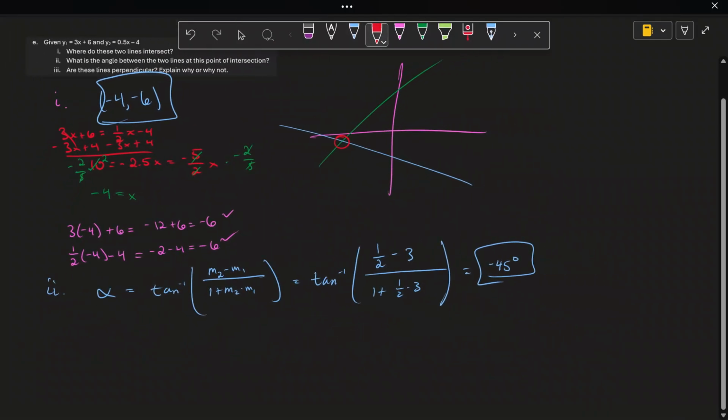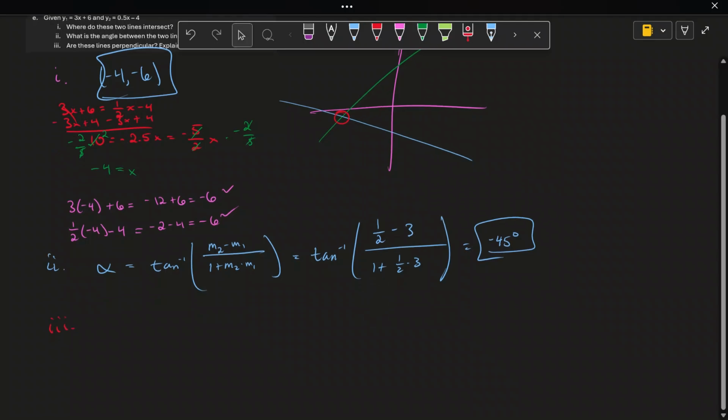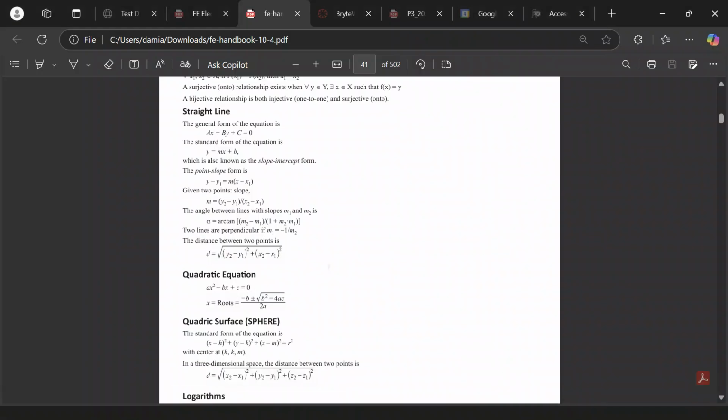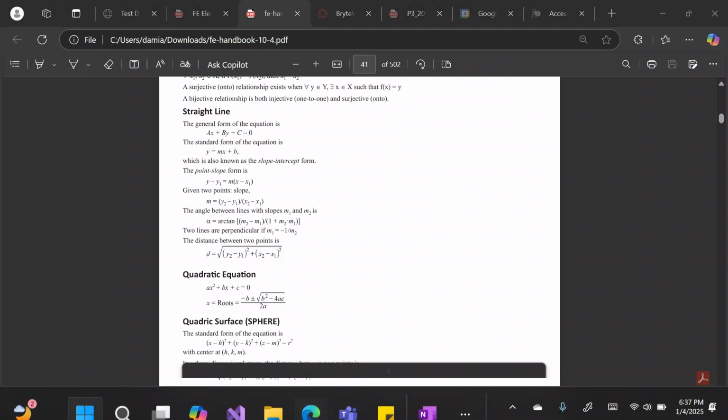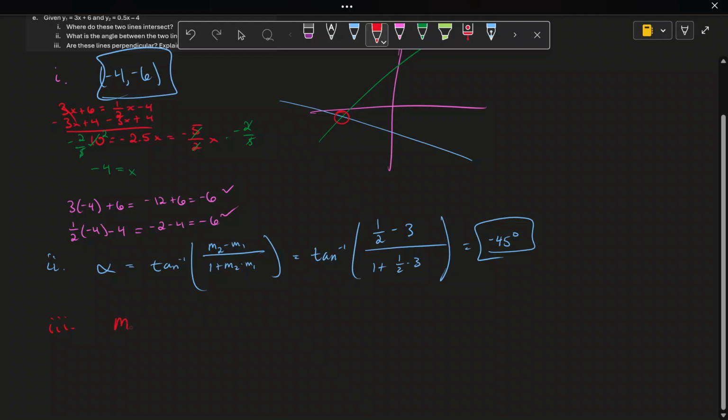Part 3 now. Are these lines perpendicular? Well, perpendicular would mean that the angle between the two lines is 90 degrees. Another way to do this is to look at your FE handbook and notice it also says two lines are perpendicular if m1 is equal to negative 1 over m2, or m1 times m2 is equal to negative 1. Of course, we know m2 times m1, 1 half times 3, is equal to 3 over 2, and is not negative 1, so not perpendicular. And that would be our answer.